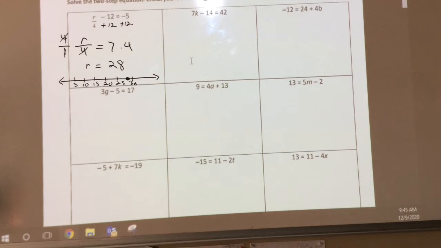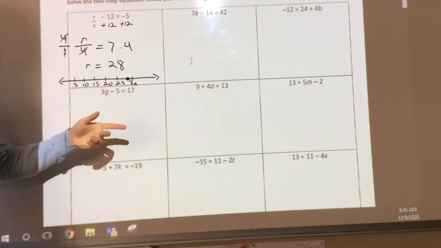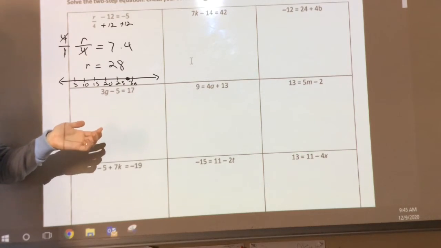Could you have gone by 2s? Yeah. Could you have gone by 1s? Yeah. Could you have started at 20 and did 21, 22, 23, 24, 25, 26, 27, 28, 29, 30? Absolutely. I don't care how you create your number line. I just need to be able to look at your number line and see that that number is the correct number. Do you understand that?